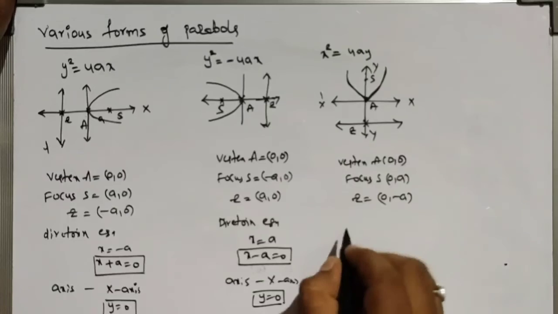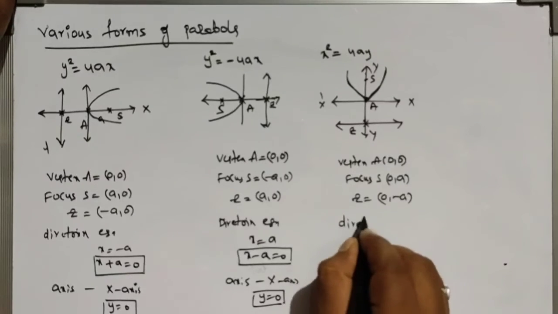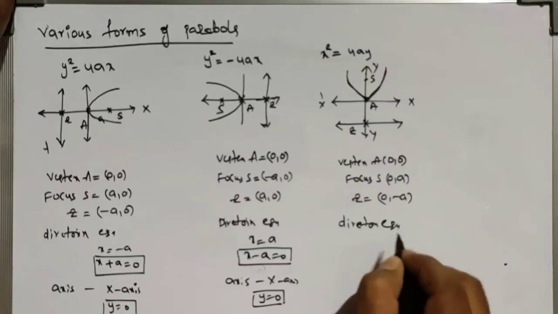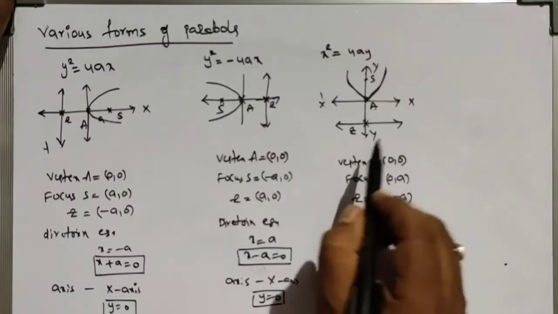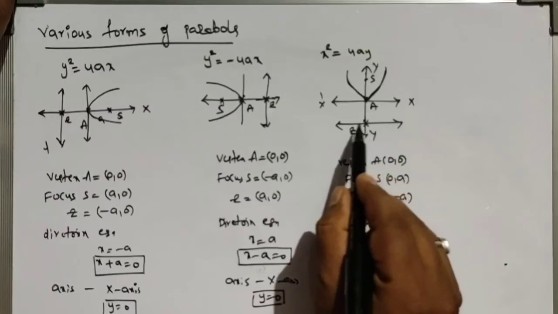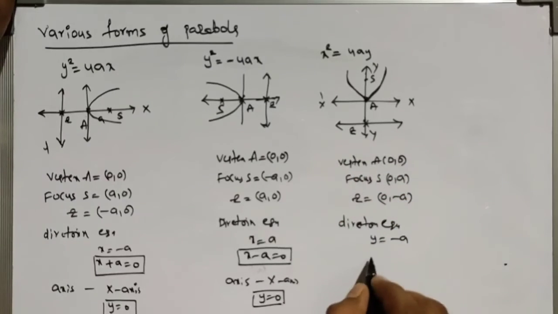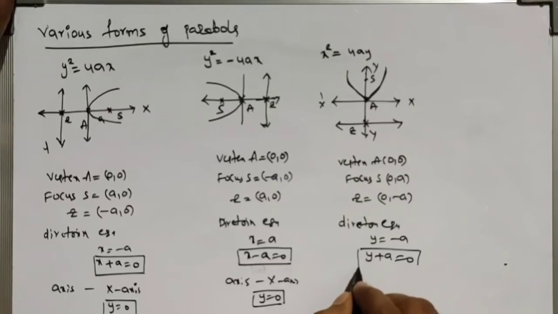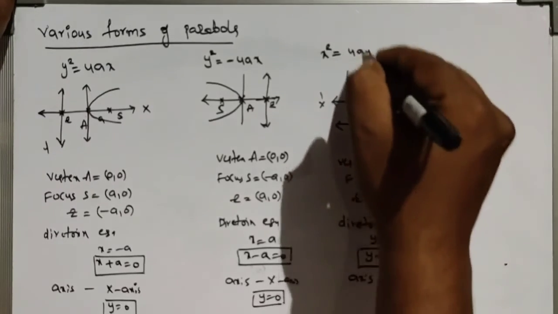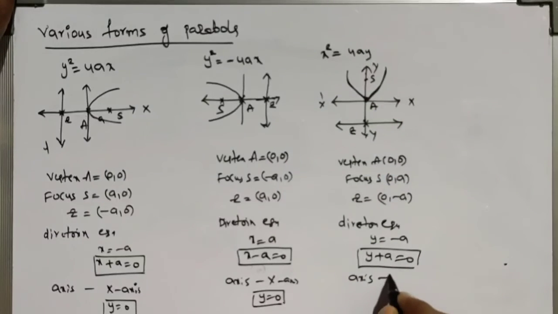Then the directrix equation is y is equal to minus a. Why? Because on this line the y value is fixed, it is minus a, therefore it becomes y plus a is equal to 0. This is the equation of directrix, and the axis becomes the y-axis, and the equation of the y-axis becomes x is equal to 0.